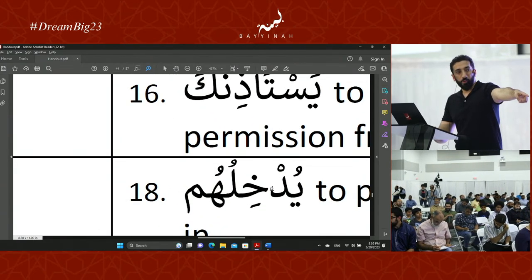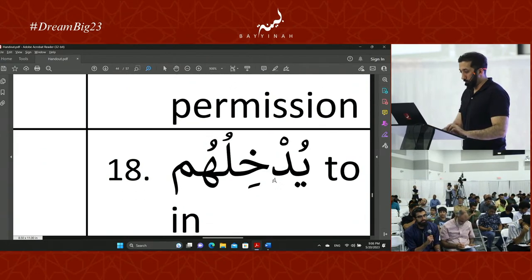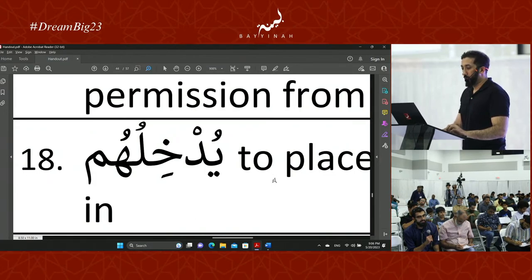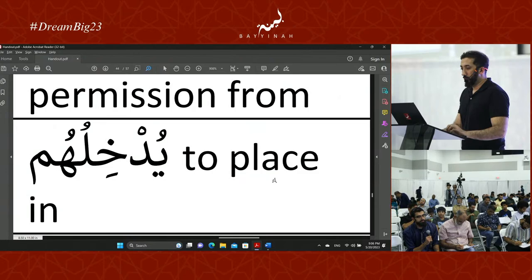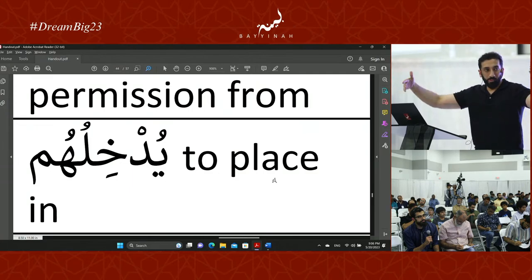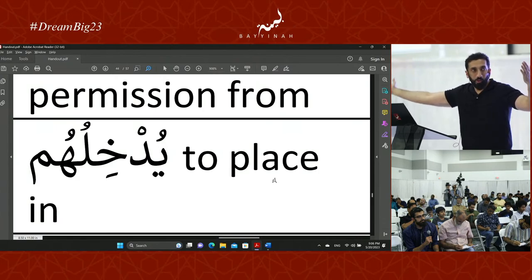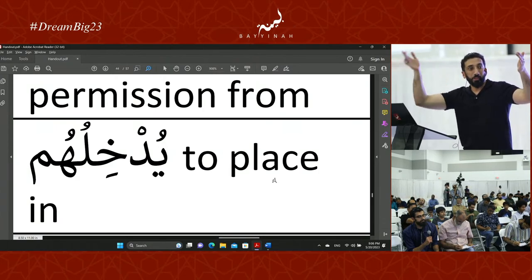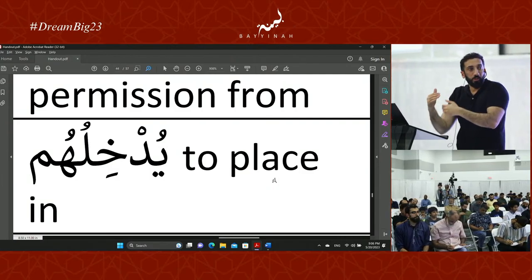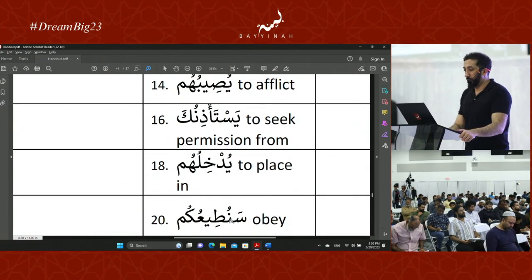Yudkhiluhum. Let's try that. So you ignore the attached pronoun of hum. Good. And then you look at the word yudkhilu, which is he places in, right? And then yudkhiluhum, he places in them. He places them in, dot, dot, dot. Meaning yudkhiluhum jannatin, he places them in gardens. Yudkhiluhum an-nar, he places them in the fire. Where did he place them? I didn't mention here, but he places them in something. Okay? So that's the meaning of yudkhiluhum.